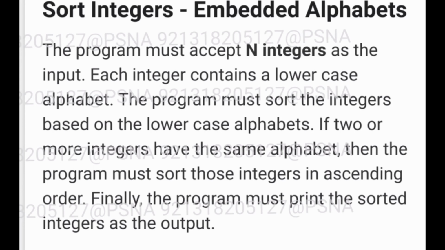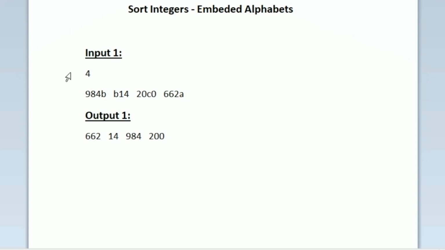This is the question asked in today's SkillRack daily challenge. In the first line of our input, we are given an integer n. Here n is equal to 4. After that, in the next line, we are given n values as input.